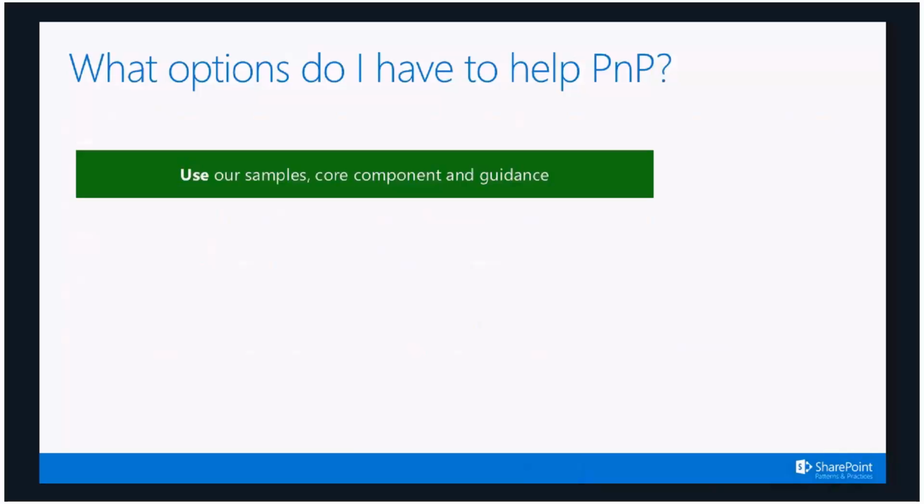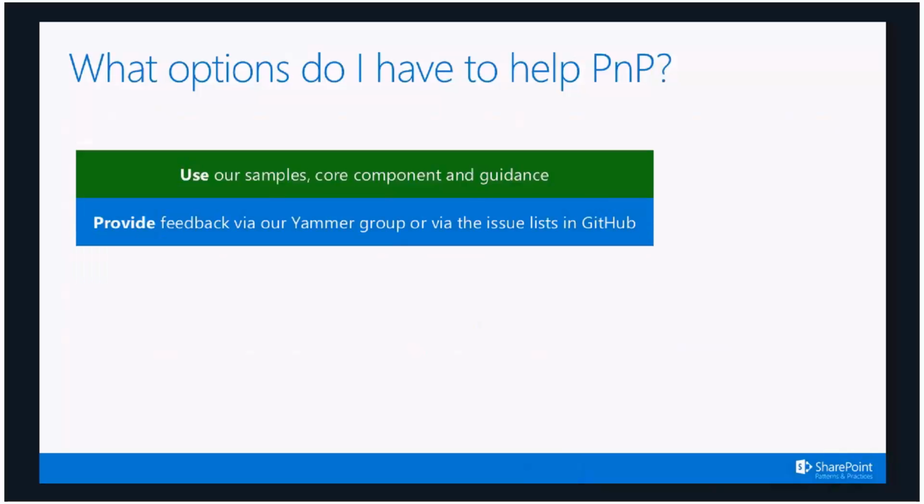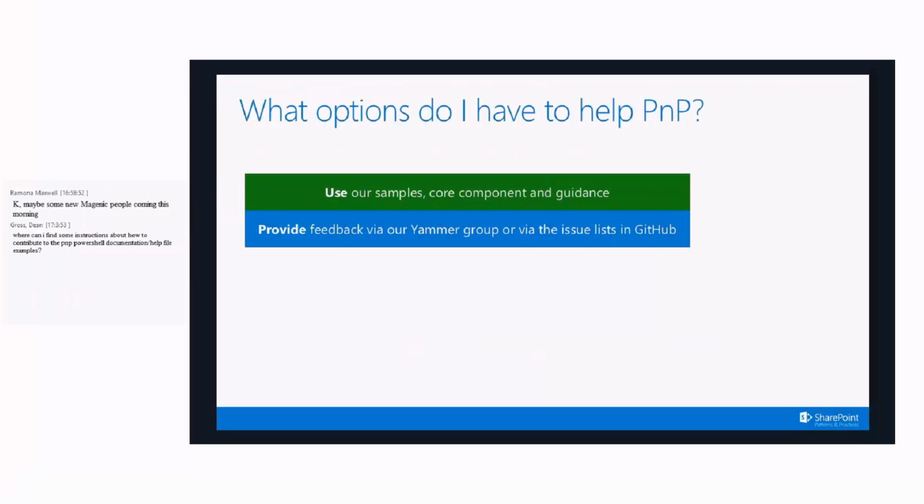If you have chosen to use some random approach within your customizations, we don't actually know about them. So we will absolutely give guidance on PnP topics, for example transforming to modern team sites. But if you have used some completely different approach, we are not aware of that, so we can't provide that guidance. Using samples, core component, and guidance is absolutely important. And obviously, when you start using them, give us feedback: what works, what doesn't work, what's a good thing.